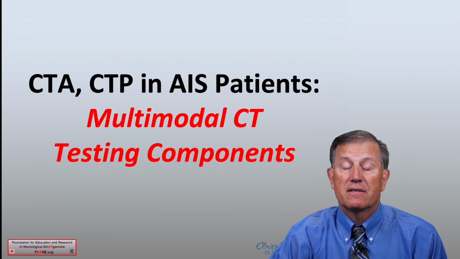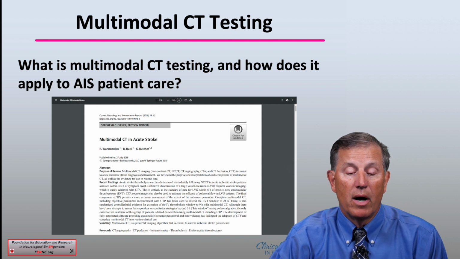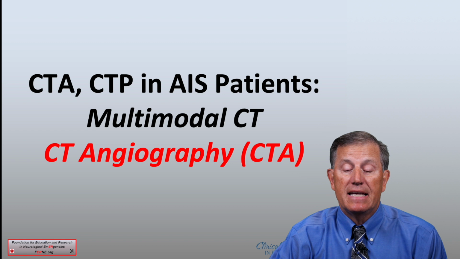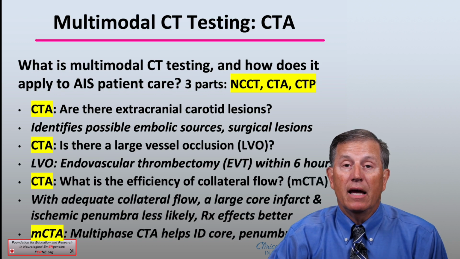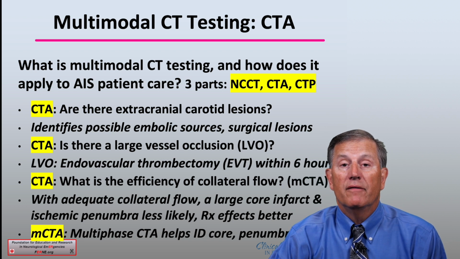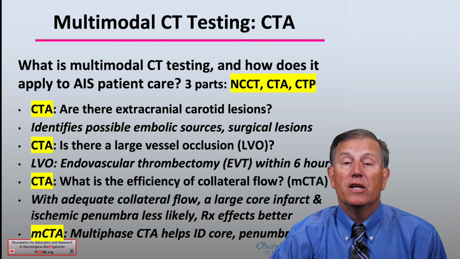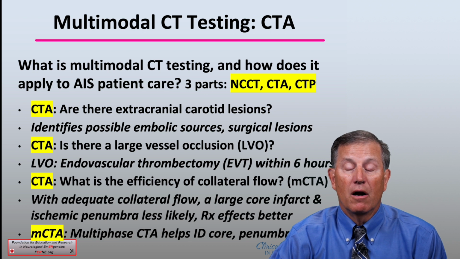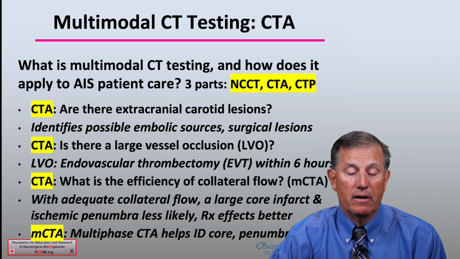In considering these components, the second one, from this article listed here by Wanamaker, is CT angiography, CTA. CTA is a study of the anatomic structure of the vessels in the brain and surrounding the brain. The first question is, are there extracranial carotid lesions? In other words, are there lesions in the internal carotids that might be a possible source of embolism and/or the presence of a surgical lesion in the carotids in the neck?